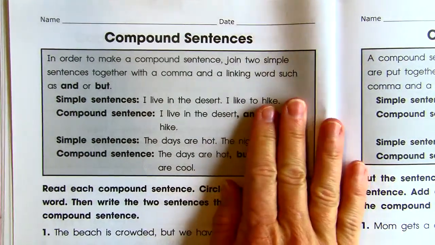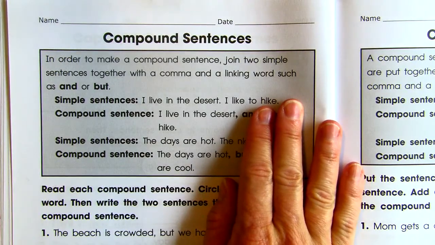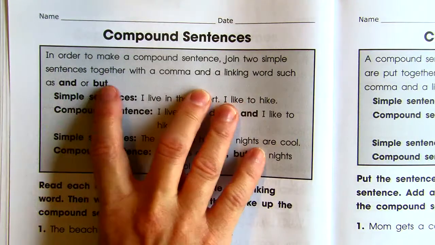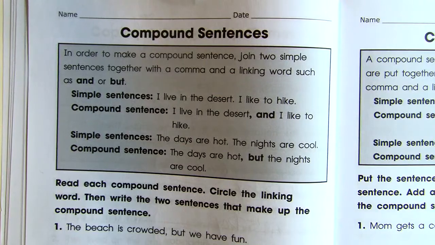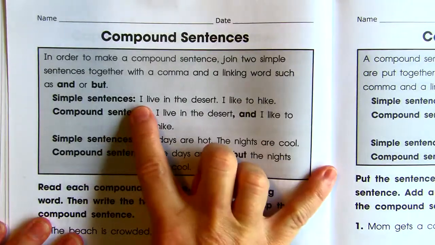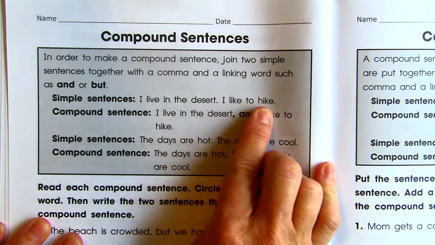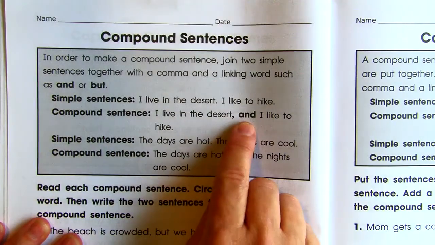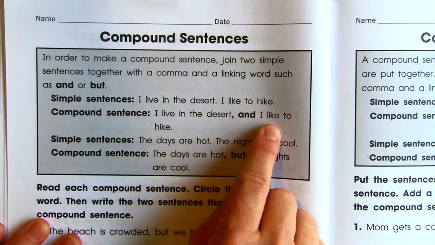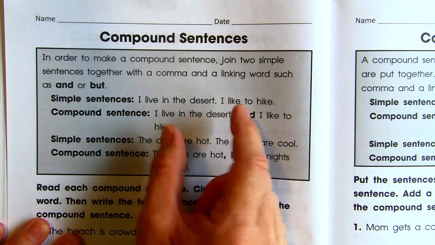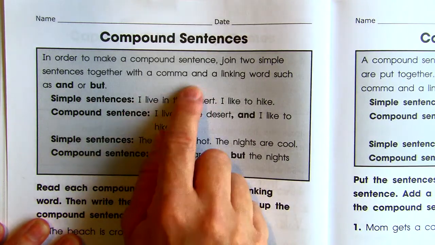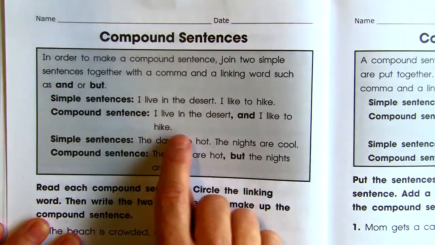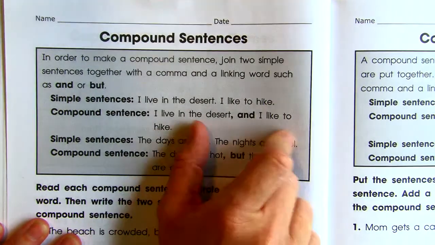So a compound sentence is when we take two simple sentences and we turn them into one sentence by putting a word like and or but in between them. So here's their example. I live in a desert. I like to hike. We could take those two sentences and put them into one sentence using the word and. I live in the desert and I like to hike. A simple sentence has a subject and a verb and very little else. I like to hike. I live in the desert. It's a simple sentence. And we take them and we put them together into a compound sentence.